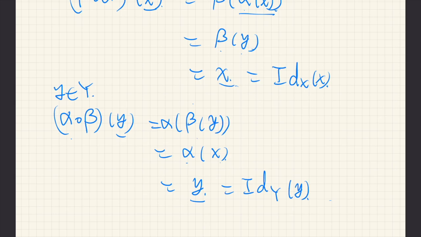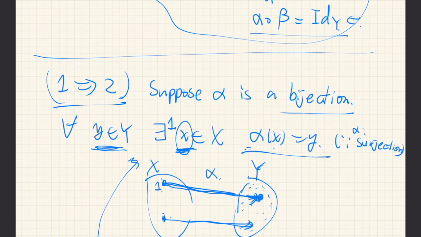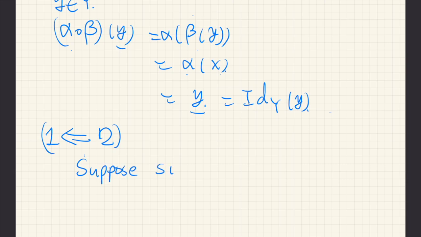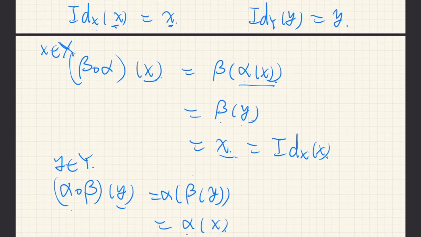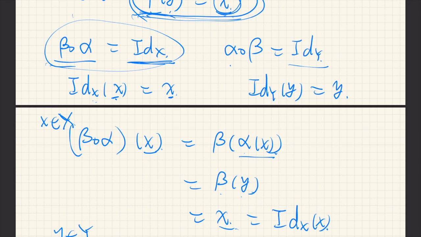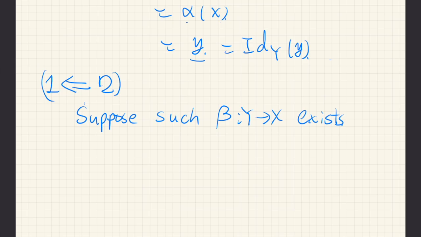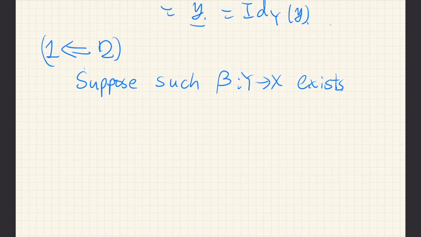We are done for this part. Okay, we are still in need to prove the opposite direction. So that means suppose such beta exists. Such means the beta that satisfies these properties, right? Then from that we need to show that alpha is a bijection. So we want to prove that alpha is bijective.